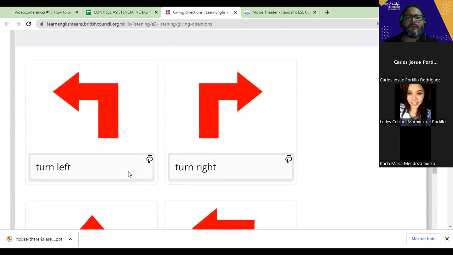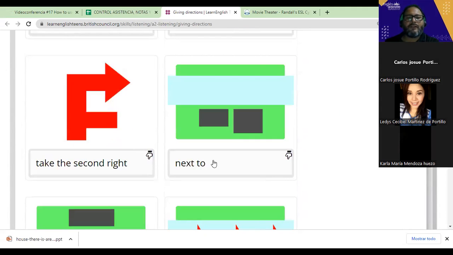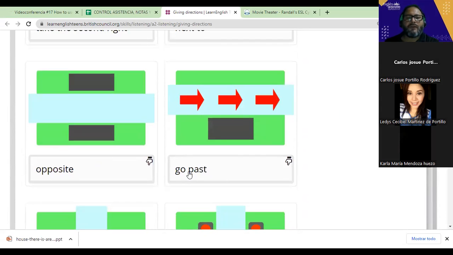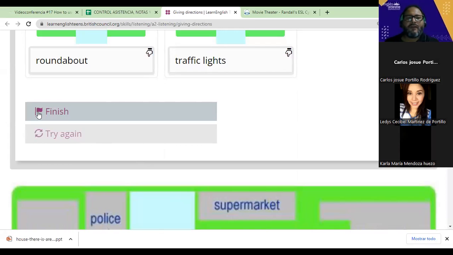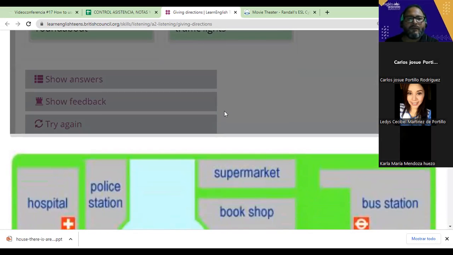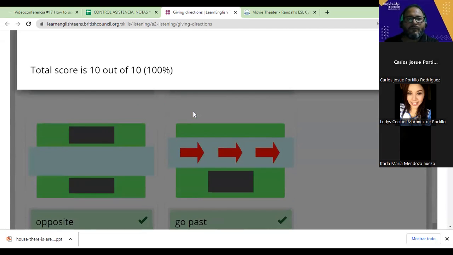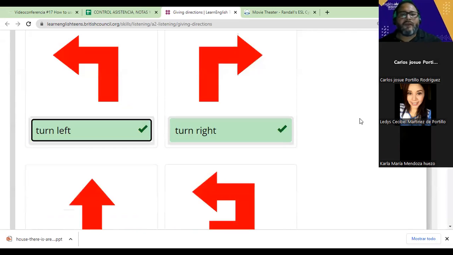Turn left, turn right, go straight on, take the second left. Take the second right, next two, opposite, go past, and roundabout and traffic lights. So let us try and see if we did it. Wow. So you see, we got 100%. Yeah. We did it. That was really good.